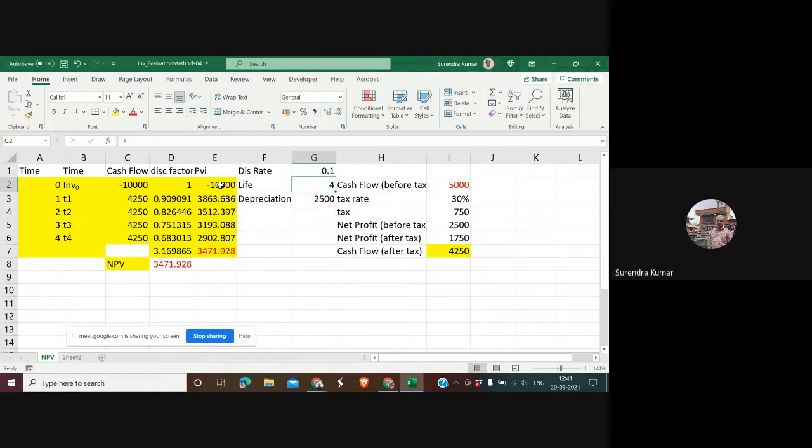And this 10,000 is our investment. And if you look at only present value, so this will be 13,471 rupees 92 paisa. Again, if we are talking in rupee terms.